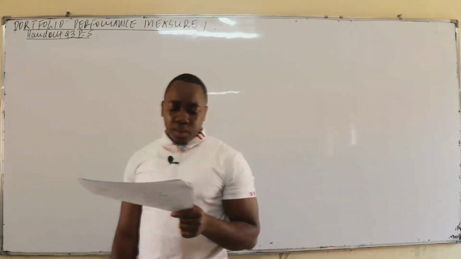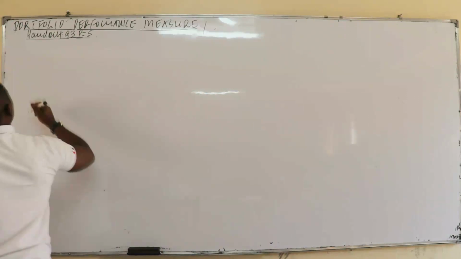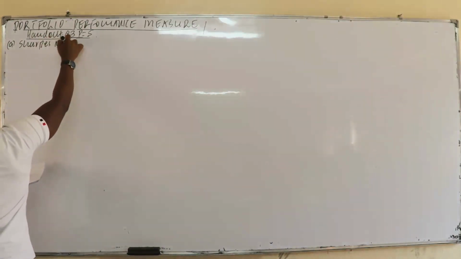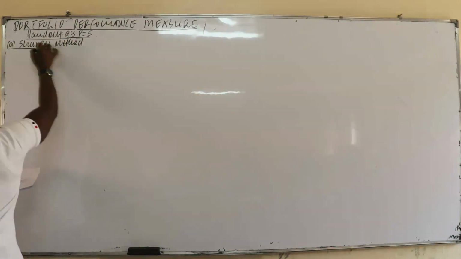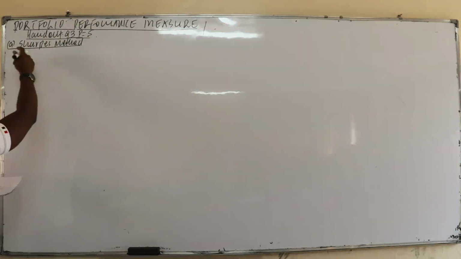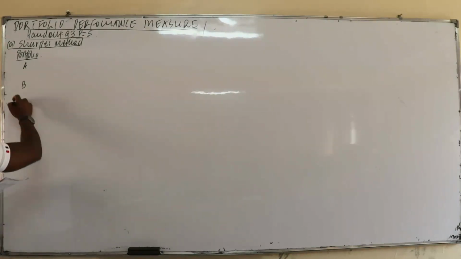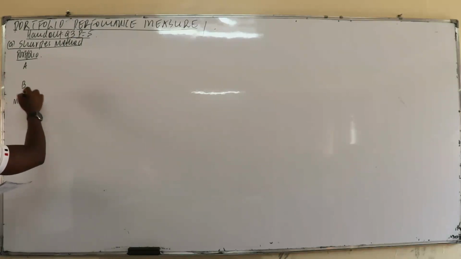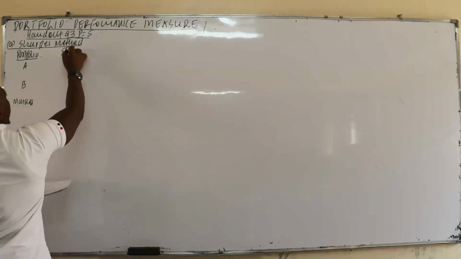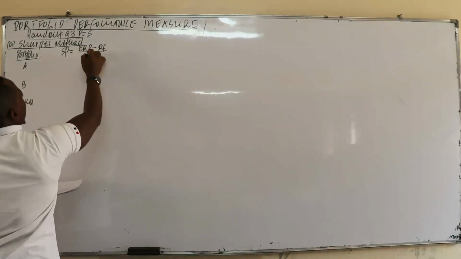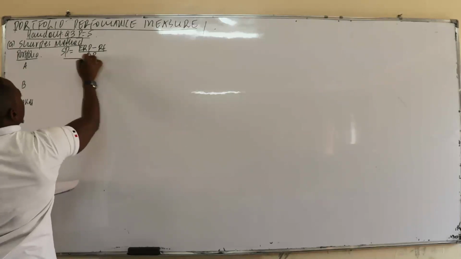Evaluate the portfolios using, number one, Sharpe's measure. Part A, Sharpe's measure. Here we have two portfolios, portfolio A and portfolio B, and then you need to compute for the benchmark, that's the market. How do we get the Sharpe ratio of the portfolio? It's the expected return of the portfolio minus the risk-free rate, divided by the standard deviation of the portfolio.